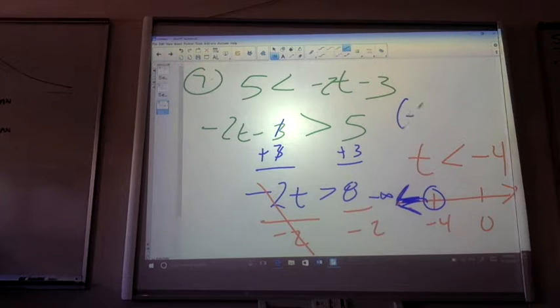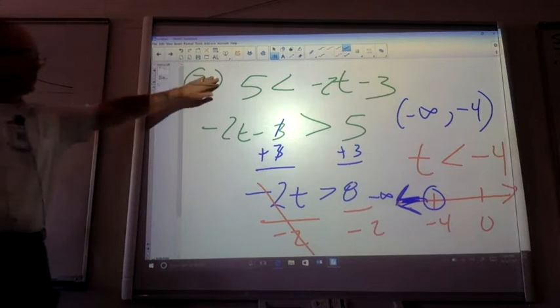Oh, I heard it, negative infinity to what? 4. To -4, square or rounded bracket? Round. Why is that? There's not an equal to sign. Yeah. I have a question. So if you flip the equation and there's a negative on the other side, wouldn't it become positive?